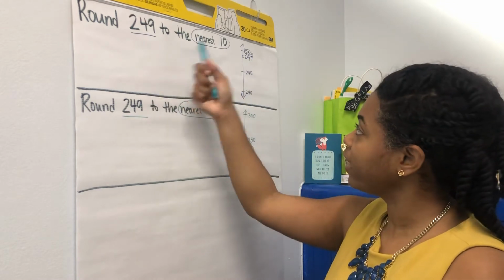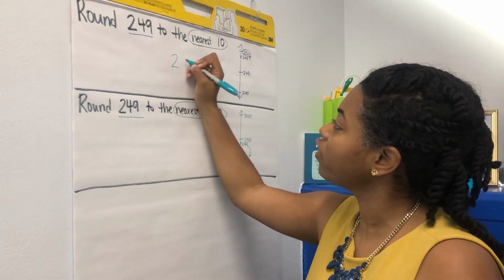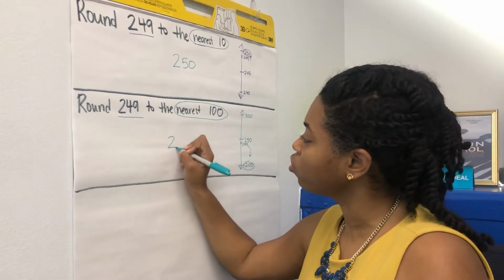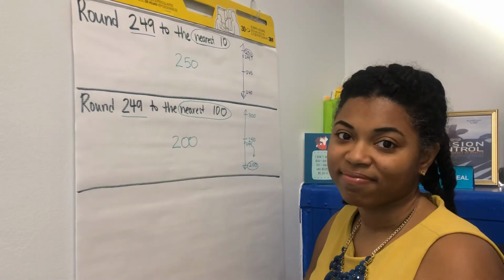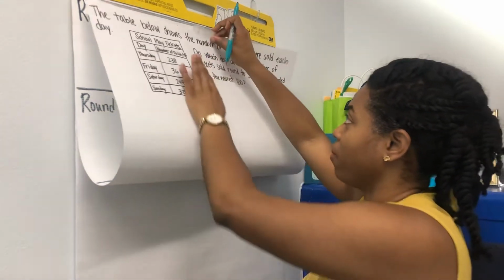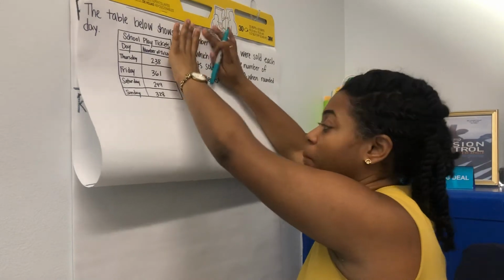So rounding 249 to the nearest 10 is 250. But rounding 249 to the nearest 100 is going to be 200. These are simple rounding problems. Let's try a rounding story problem. This one was on the kids' past assessment.